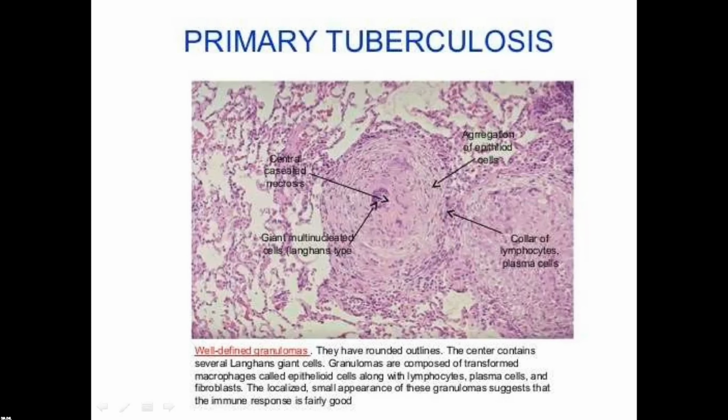So this is a picture of a typical well-defined granuloma in which central caseous necrosis one can find, arrow marking, surrounded by multinucleated giant cells of Langhans type, and after that there is an aggregation of epithelioid cells and a collar of lymphocytes or plasma cells. So they have rounded outlines. The localized small appearance of these granulomas suggests that the immune response is fairly good.